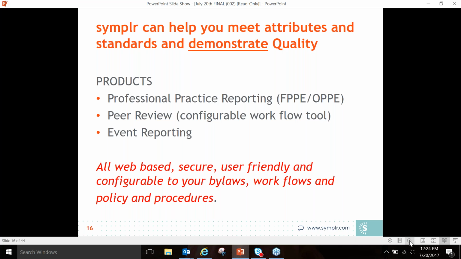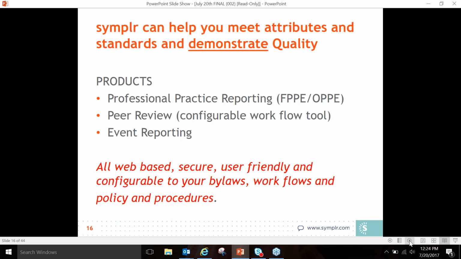But how? So hopefully our products here at symplr can assist you with this and make it a lot simpler, as we named the company. So that's one of the reasons we named it symplr. We want to make it simpler for you. We want to help you.